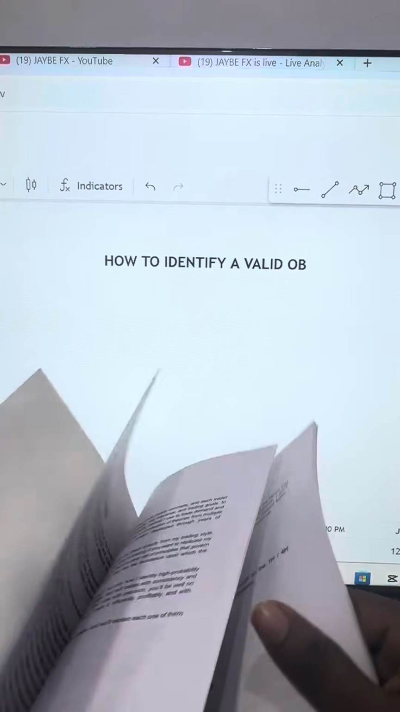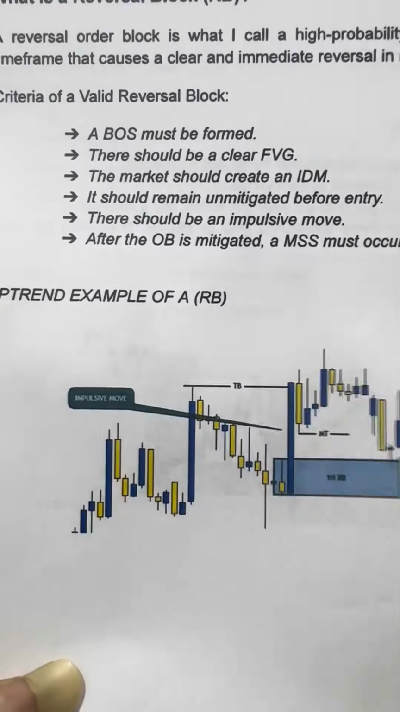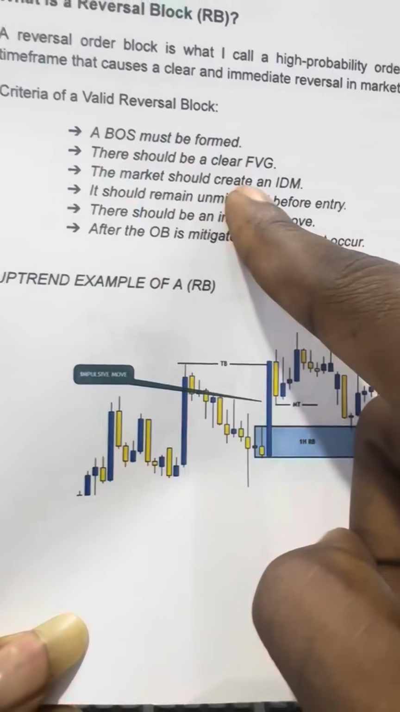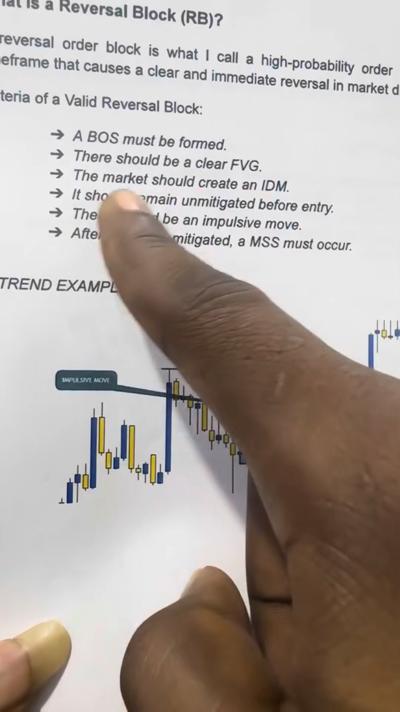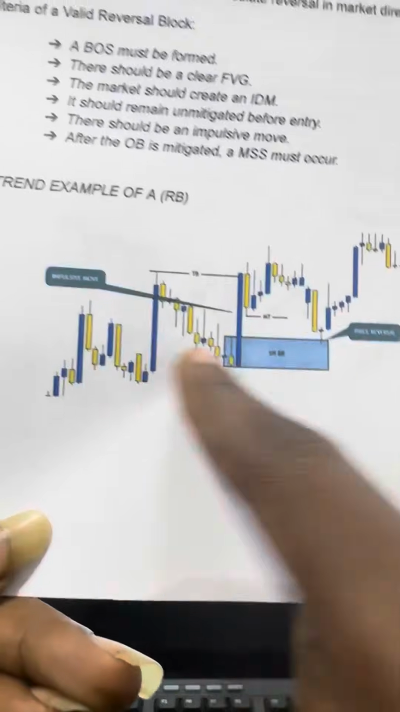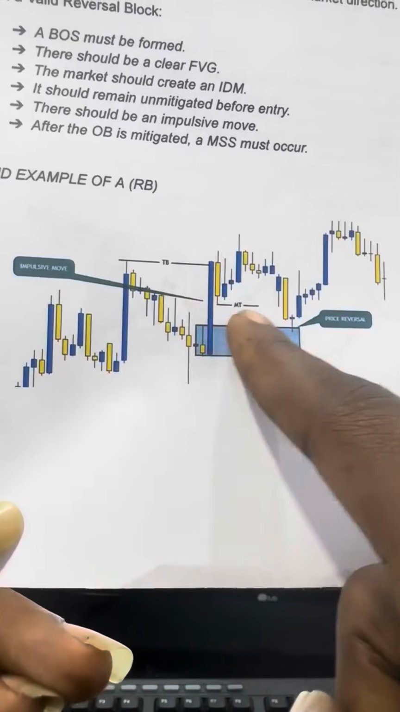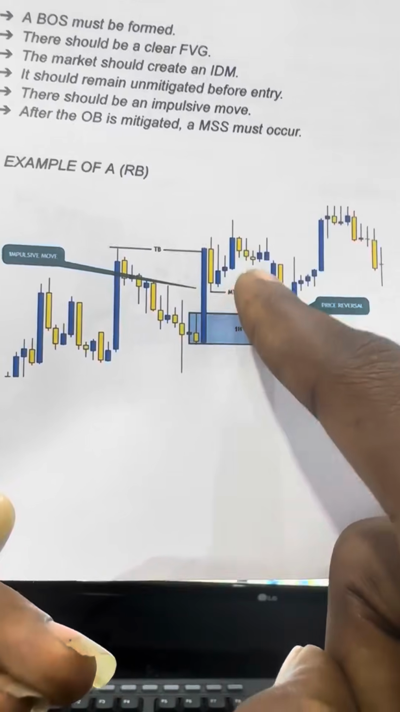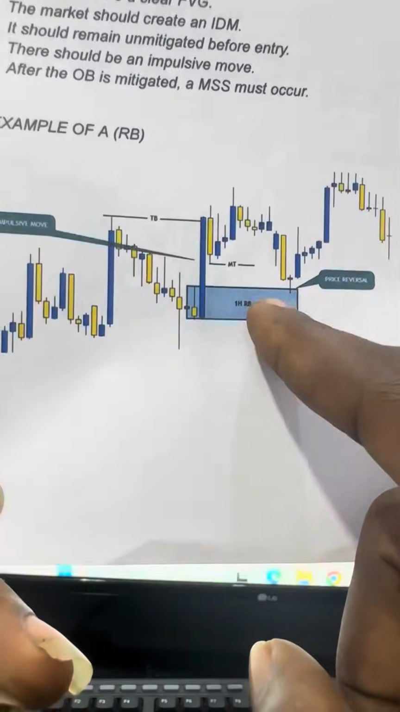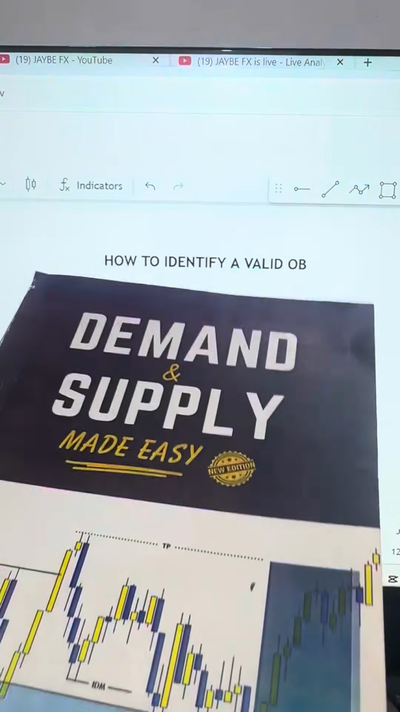So first thing first, what are the criteria of a valid order block? This is it. Take a screenshot if you want to. It must have a BOS, fair value gap, market structure, IDM. That zone should be unmitigated. This is how it looks like. It has an impulsive market trap there, which is probably called an IDM. Then the order block should be unmitigated. Very important there.